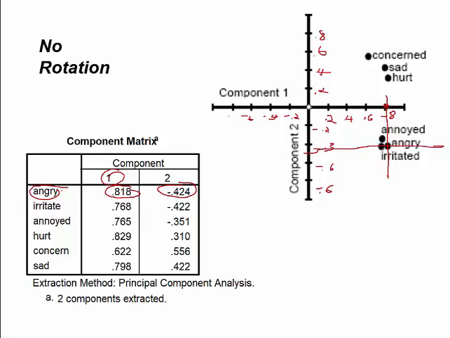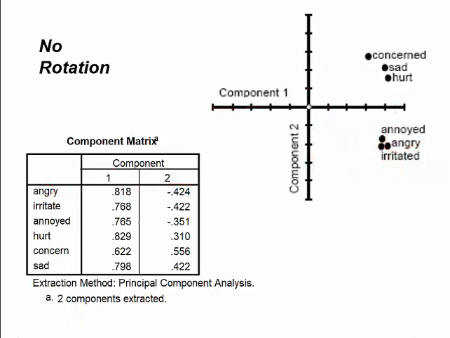So I put a dot right here for feeling angry, and that dot is at 0.81 for component 1, and it's at negative 0.42 for our second component. I'm just plotting where the item angry falls in this two-dimensional space based on its correlation with component 1 and its correlation with component 2. And then we'll do the same thing for other items.